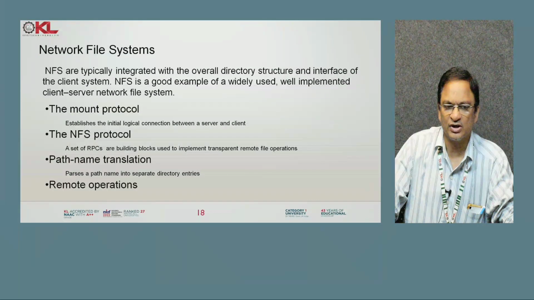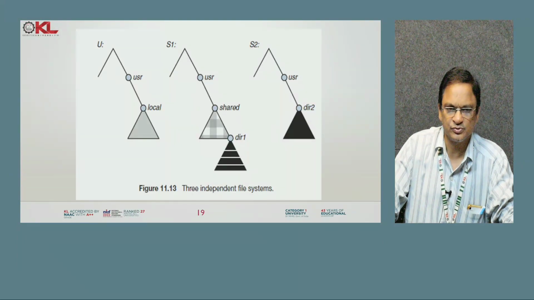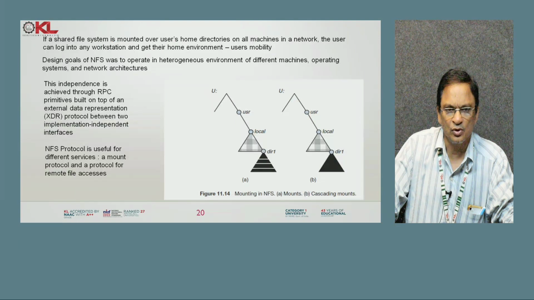And the path name translation parses a path name into separate directory entries, and the remote operations are performed on the remote systems under the network file systems only. And here there are 3 independent file systems, with which directory 2 and directory 1 are mounted on the U, that was given here as an example.